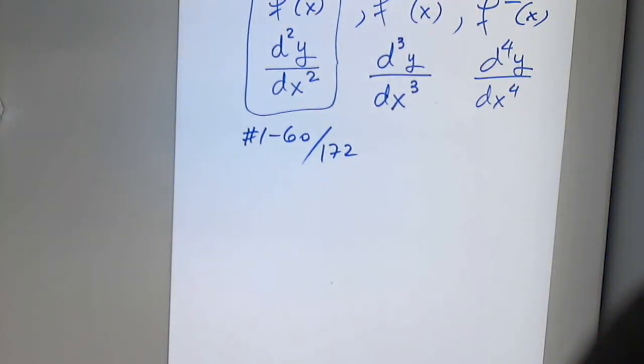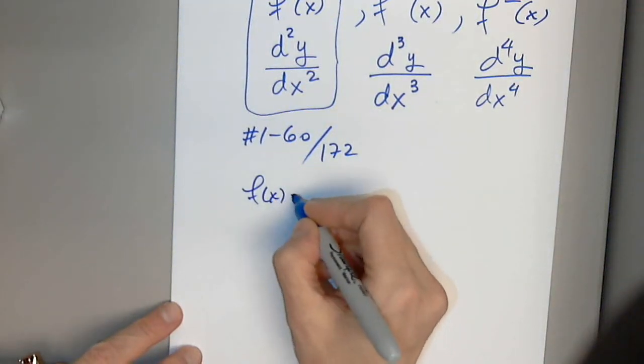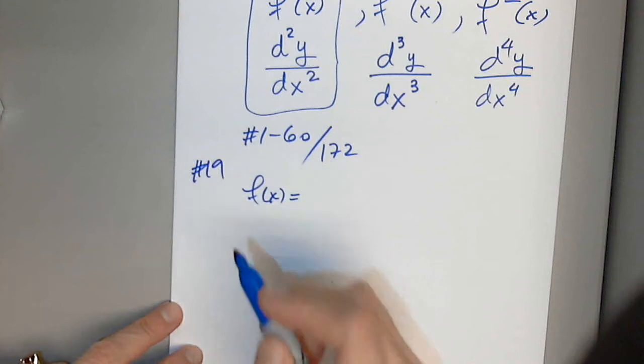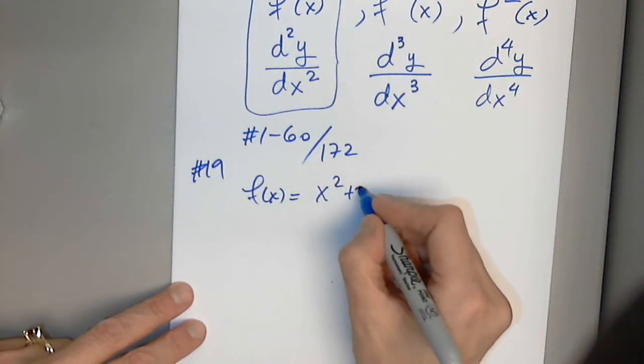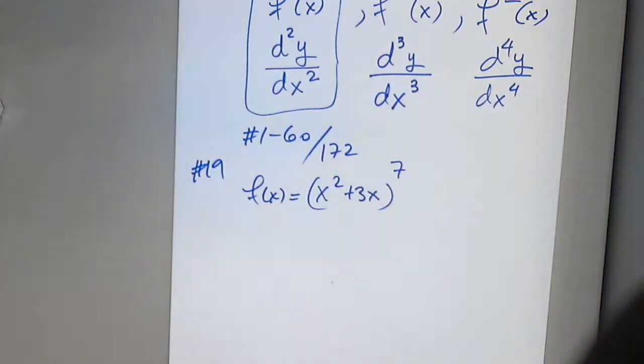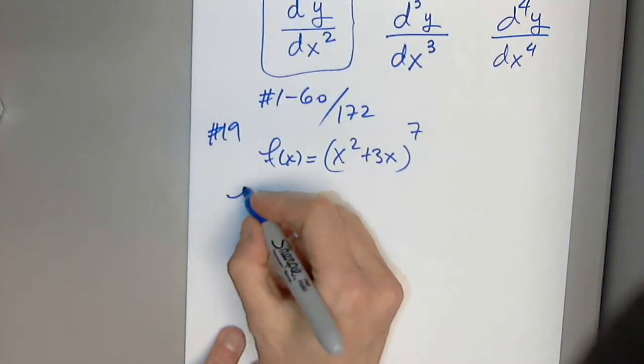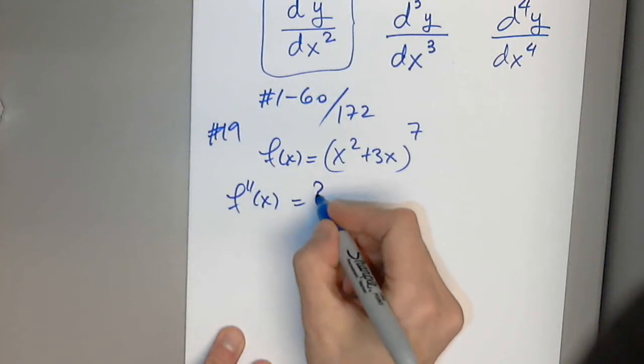Nineteen it is. 19, I see it. Okay. So f of x equals 19 times (x squared plus 3x) to the 7th power. Let's see what we're asked to find. They're asking us to find f double prime of x. So they want us to find the second derivative.